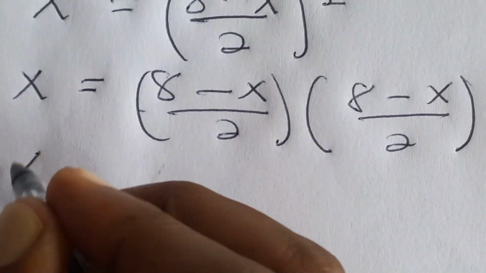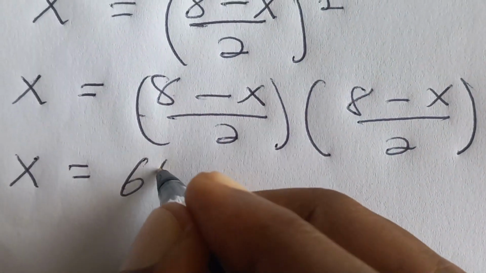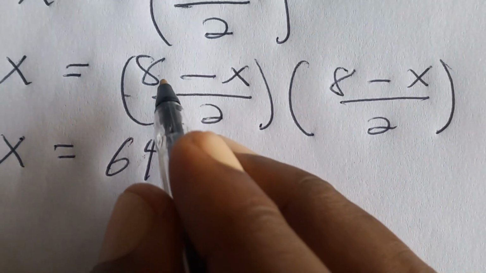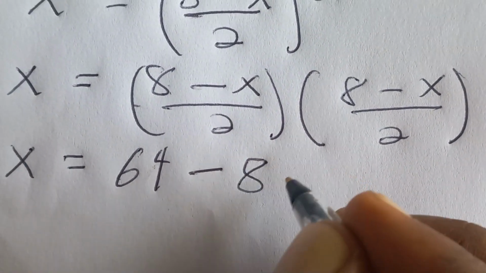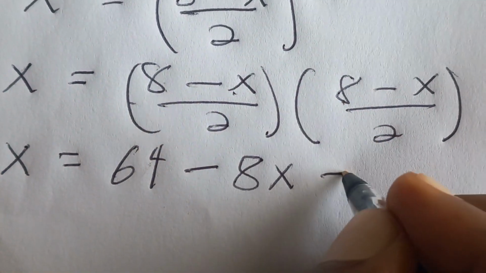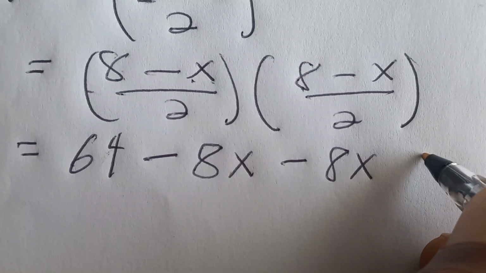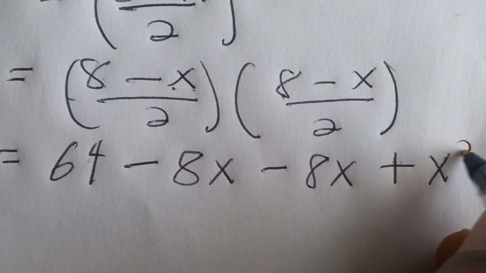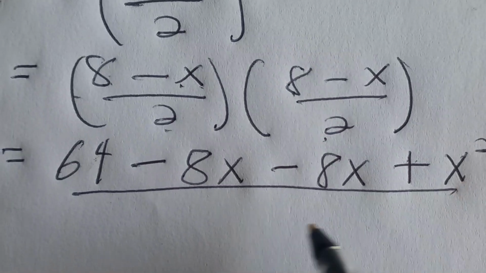So our x is equal to 8 times 8, we are getting 64. And then 8 times negative x gets negative 8x. And this one will give us negative 8x. x times x, we are going to get plus x squared. 2 times 2, which is 4. So all over 4.